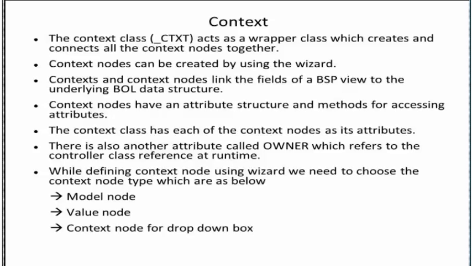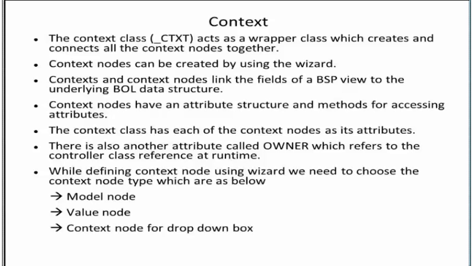When we talk about how this linking happens, in every controller we have a variable called typed_context, which is an attribute within the controller that will always refer to your context. So every IMPL class, which is the implementation class or the controller class, will have a reference to its context class or CTXT class using the reference variable typed_context. Then within the context class, it will have reference variables for every context node which is created under this context.